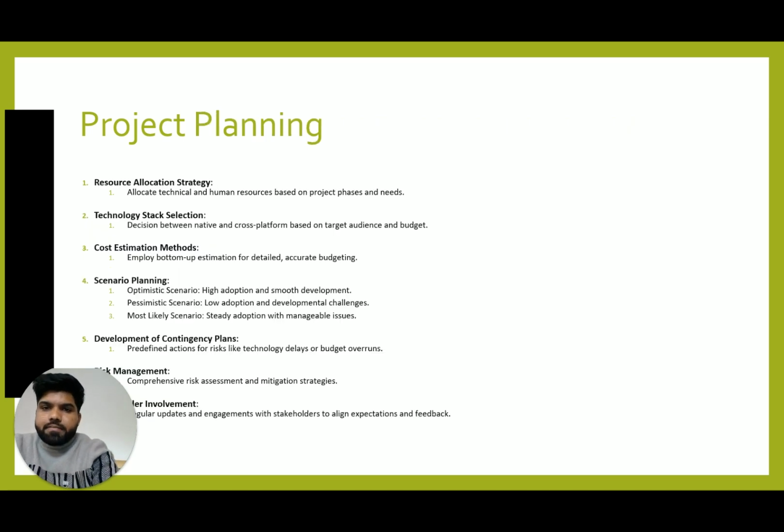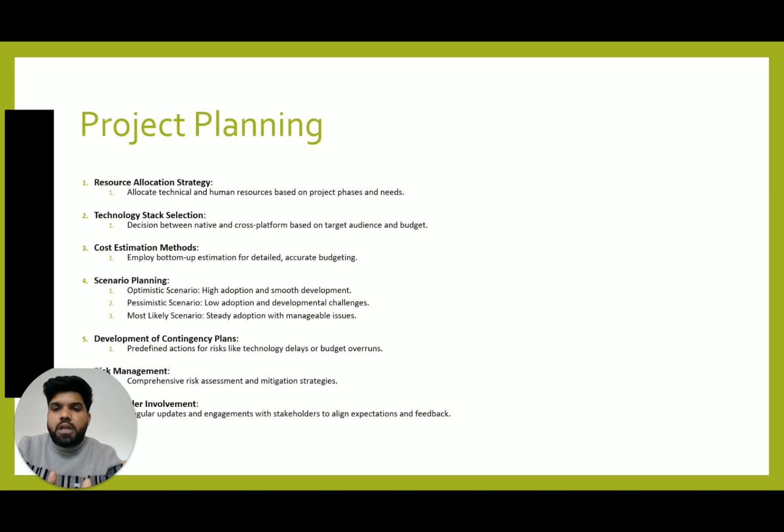So now I'm going to move to my project planning. First of all, I will talk about the resource allocation strategy: allocate technical and human resources based on project phases and needs. The second is technology stack selection: a decision between native and cross-platform based on target audience and budget. The third is cost estimation methods.